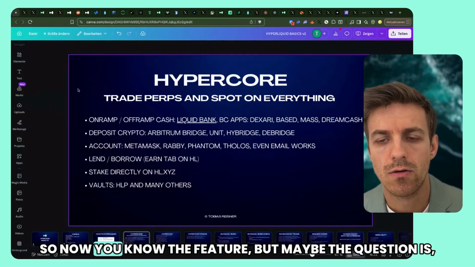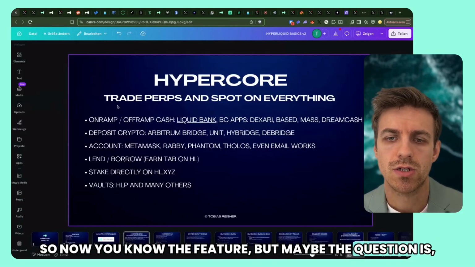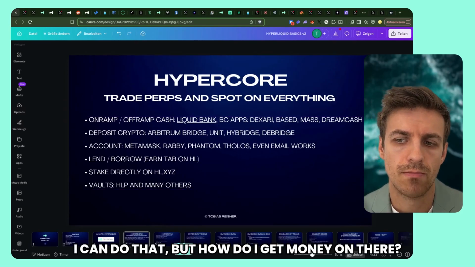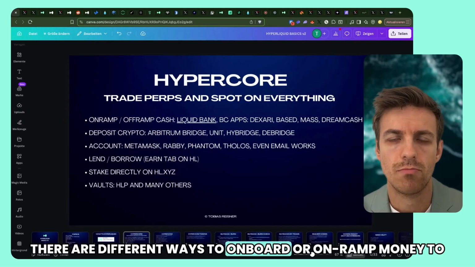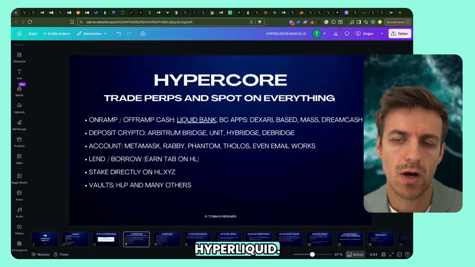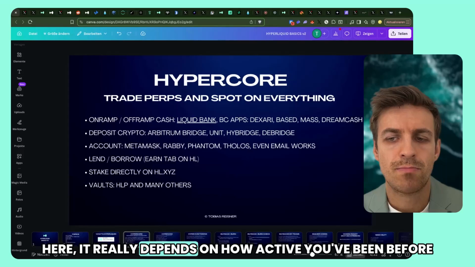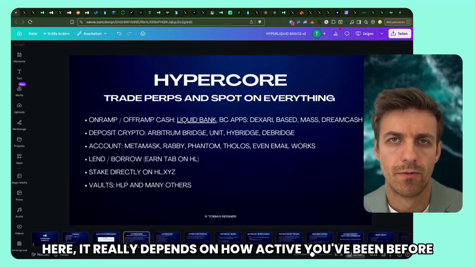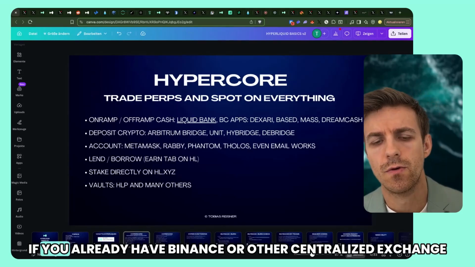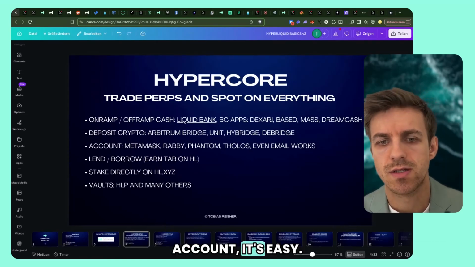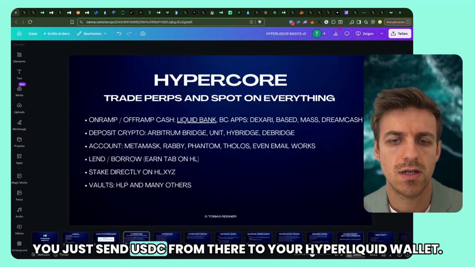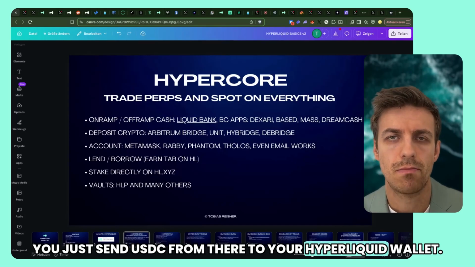So now you know the features, but maybe the question is, okay, that's nice, I can do that, but how do I get money on there? There are different ways to onboard or on-ramp money to Hyperliquid. Here, it really depends on how active you've been before in crypto. If you already have a Binance or other centralized exchange account, it's easy. You just send USDC from there to your Hyperliquid wallet.